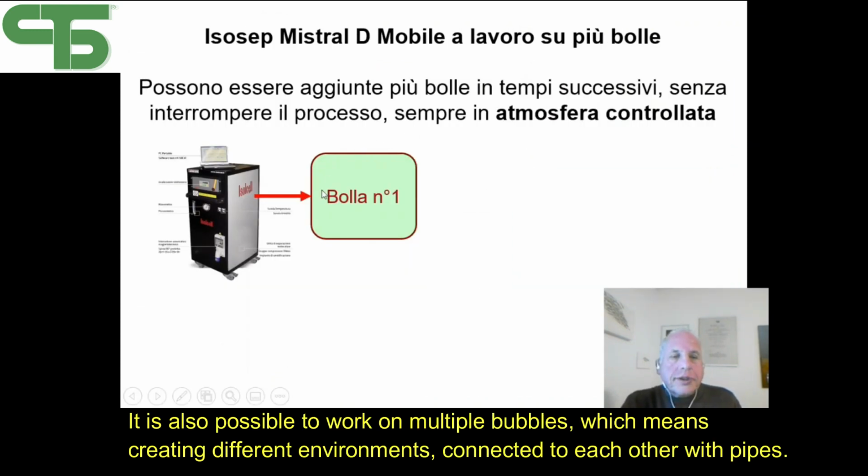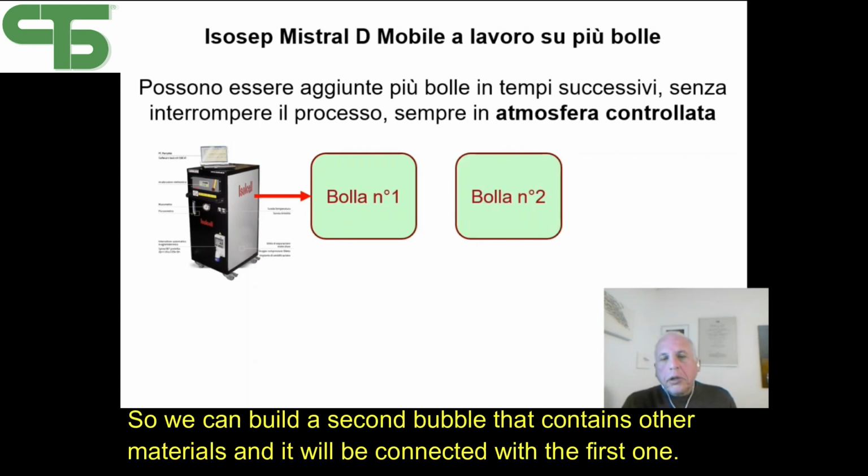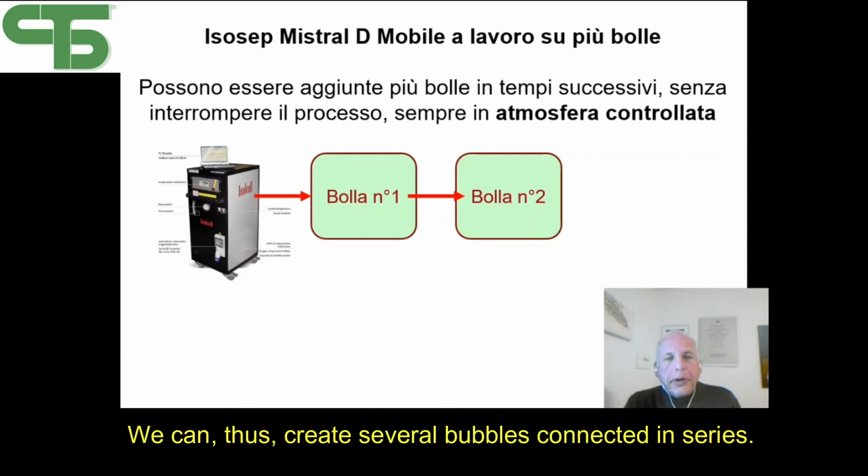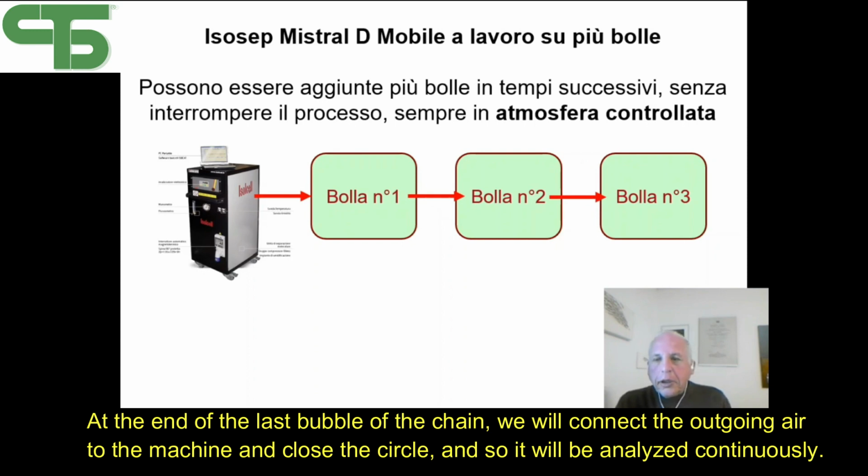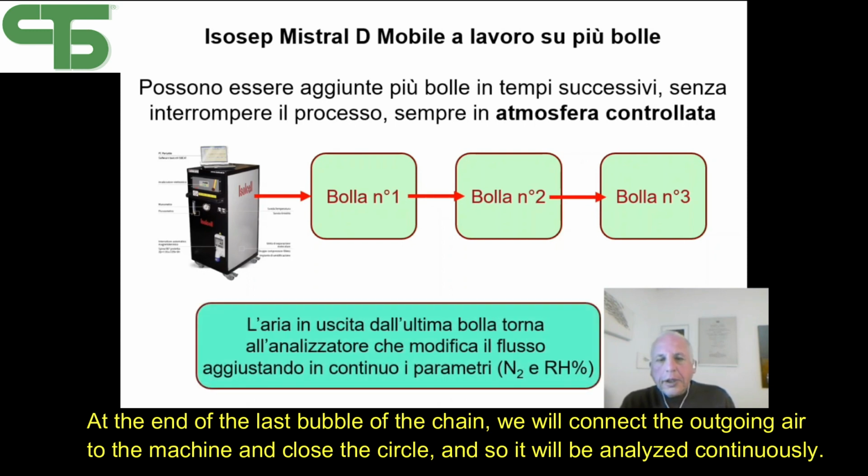It is also possible to work on multiple bubbles, which means creating different environments, connected to each other with pipes. So we can build a second bubble that contains other material and will be connected with the first one. And we can thus create several bubbles connected in series. At the end of the last bubble of the chain, we will connect it to the machine, closing the circle, and so it will be analyzed continuously.